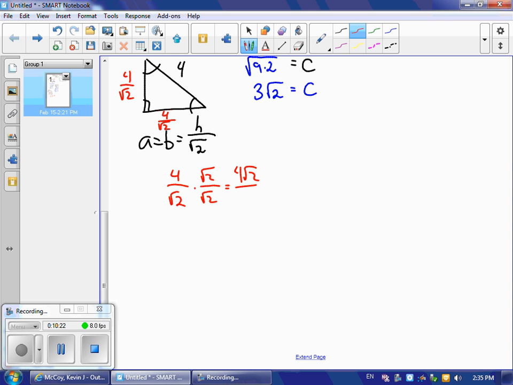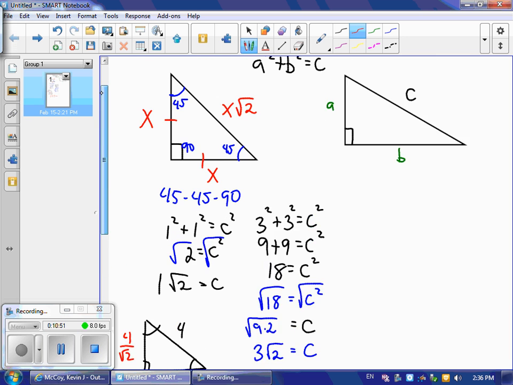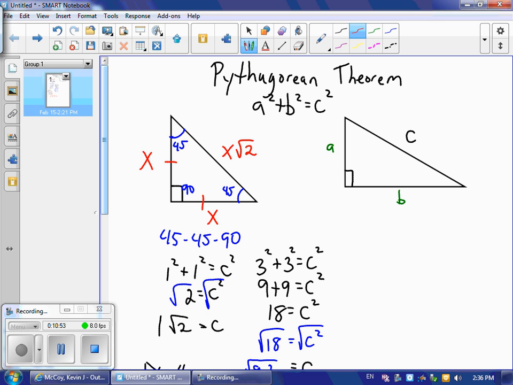Square root of 2 times the square root of 2 is the square root of 2 squared, so that just becomes 2. And then you should see that the 4 and the 2 divide to be 2 square root of 2. That's just a much simpler, little cleaner way to write the side length of the 45-45-90 right triangle. Okay. All right, so again, all you need is one piece of a 45-45-90 right triangle, and you can find the other 3. Same thing is going to hold true with this next one.